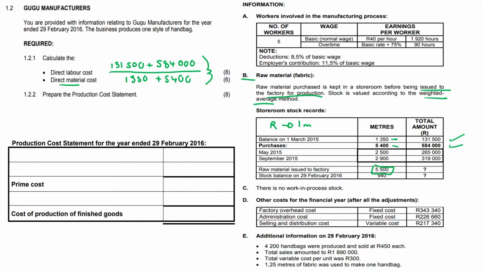Okay, going off on a tangent now about inventory. I know we are doing manufacturing, but we saw weighted average here, so I just wanted to give you guys a little bit more insight.